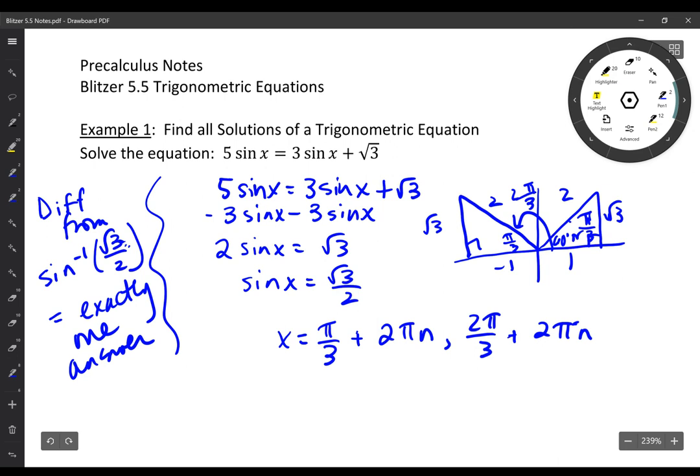So a lot of times they'll say, give your answers between 0 and 2 pi. And then you'll know to restrict that down, and we don't write the plus 2 pi n. But here it doesn't tell me that. So I need to give all the solutions. So I need to think about multiples of pi.